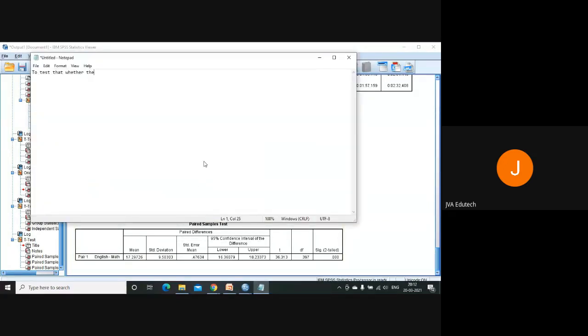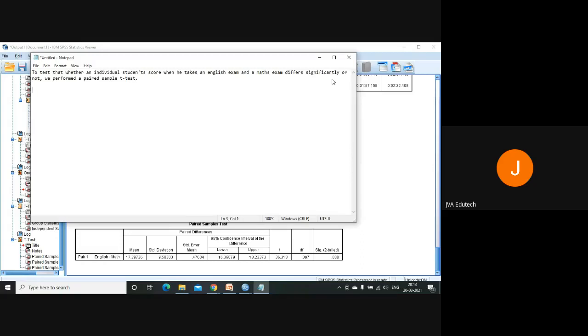So to test whether an individual student's score in the English exam and a maths exam differs significantly or not, a paired sample t-test was performed.